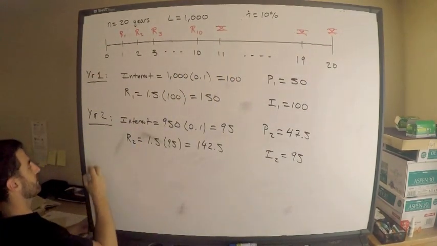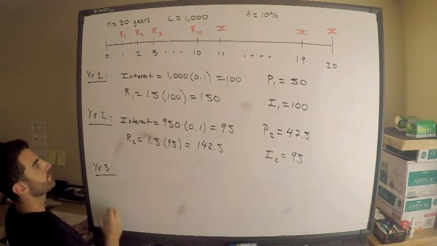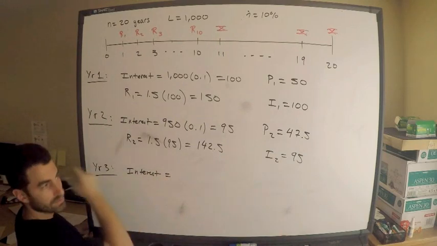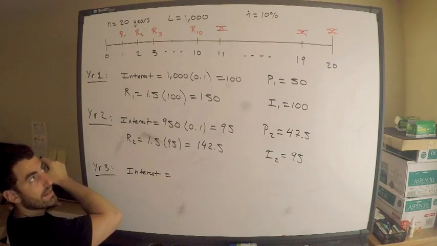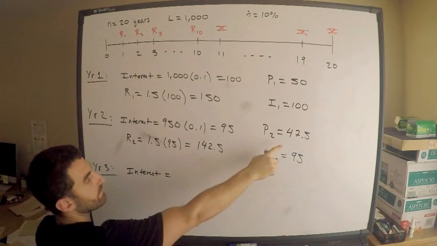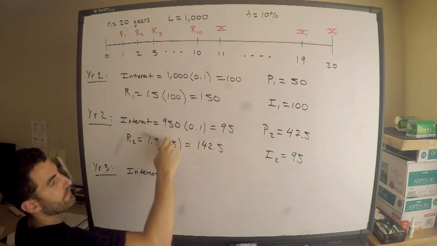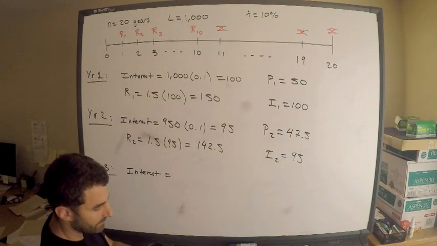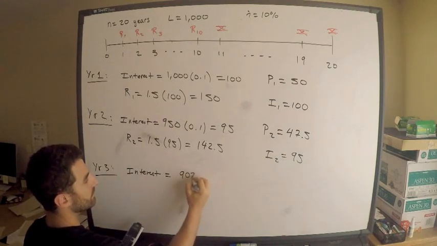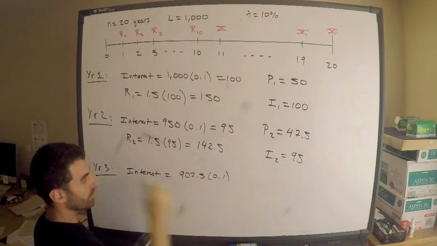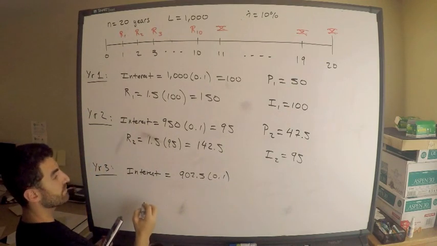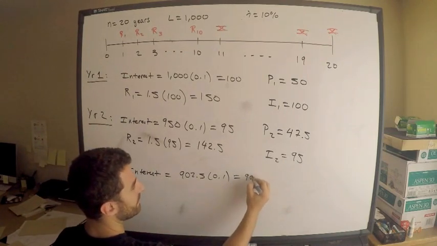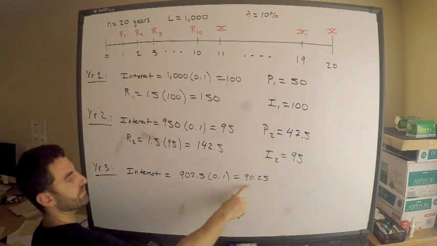In year three, the interest is equal to, now we need to take off 47.5 from 950, because that's how much principal we paid, right? So 950 minus 47.5 is 902.5 times our interest rate, which is 0.1. All right, that's all well and good. Well, obviously, move the decimal place over once. This is 90.25. That will be our interest paid in year three.